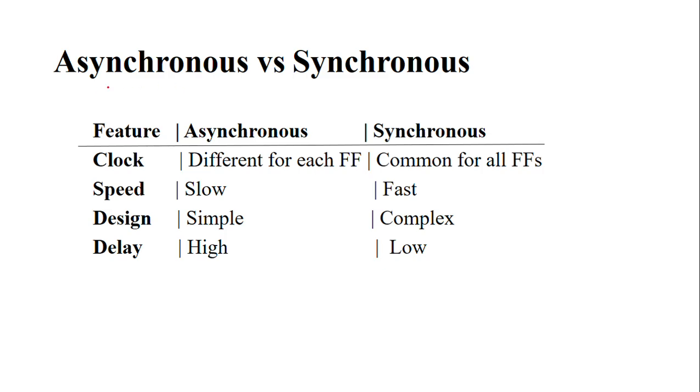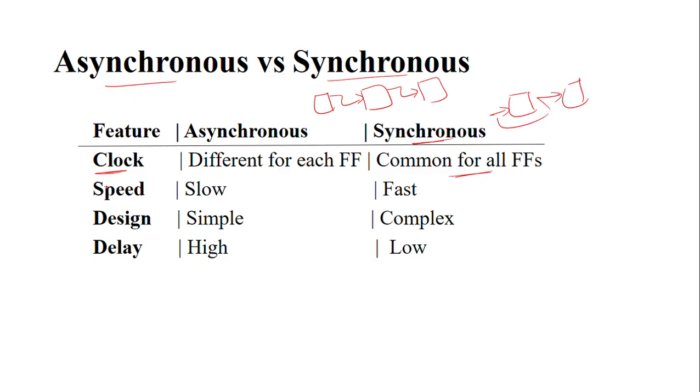What is the difference between an asynchronous counter and a synchronous counter? It is useful to know about these differences. First, the clock. As I already discussed, in asynchronous counters the clock is different for each flip-flop. The clock is not the same for all flip-flops. The output of the first flip-flop is the clock for the second flip-flop, and the second flip-flop's output is the input to the third flip-flop. So there is no common clock. Coming to synchronous, the clock is common for all flip-flops. Whatever clock we have, it will be common for all the flip-flops.